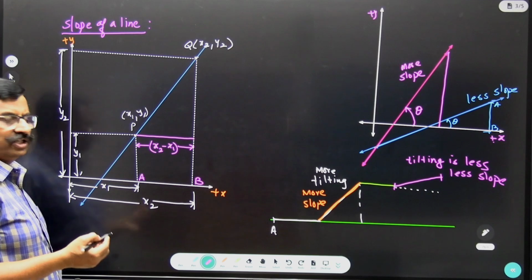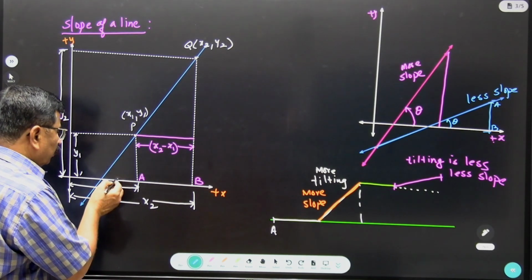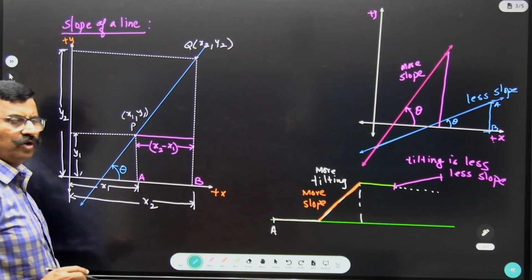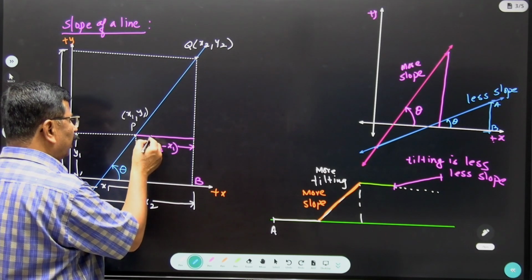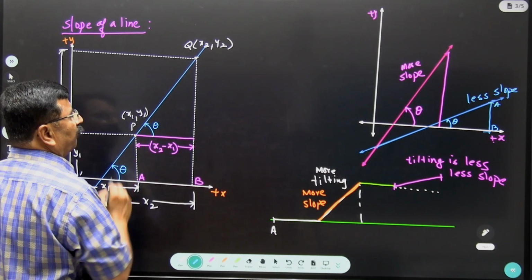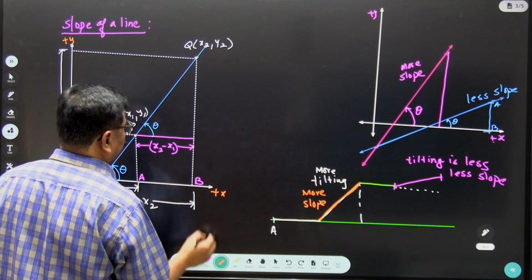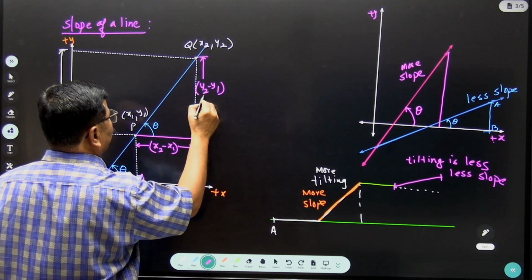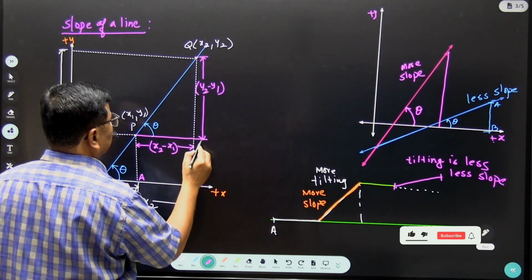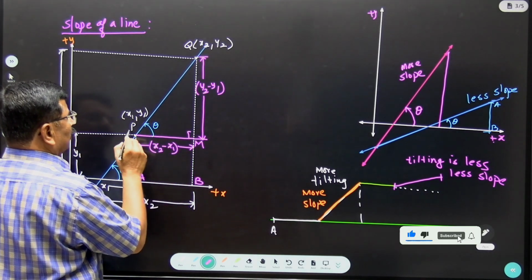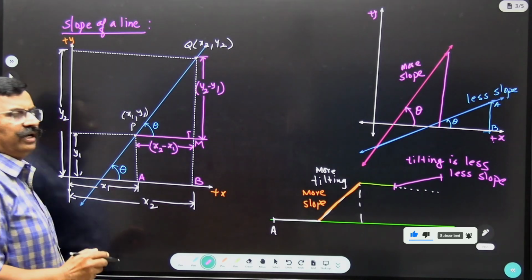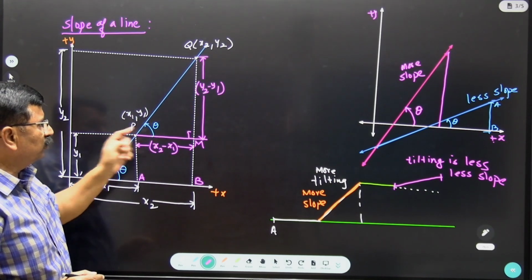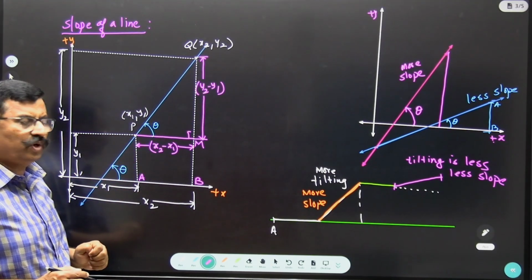Now what is the inclination of the line? We measure the angle made by this line with the positive x-axis in the anti-clockwise sense. So as this is angle theta, this will also be the angle theta. Then what will this distance be? This will be y2 minus y1. Now let this point be M. So PMQ is a right angle triangle, and this is the angle theta. QM is the side opposite to angle theta, and PM is the side adjacent to angle theta.